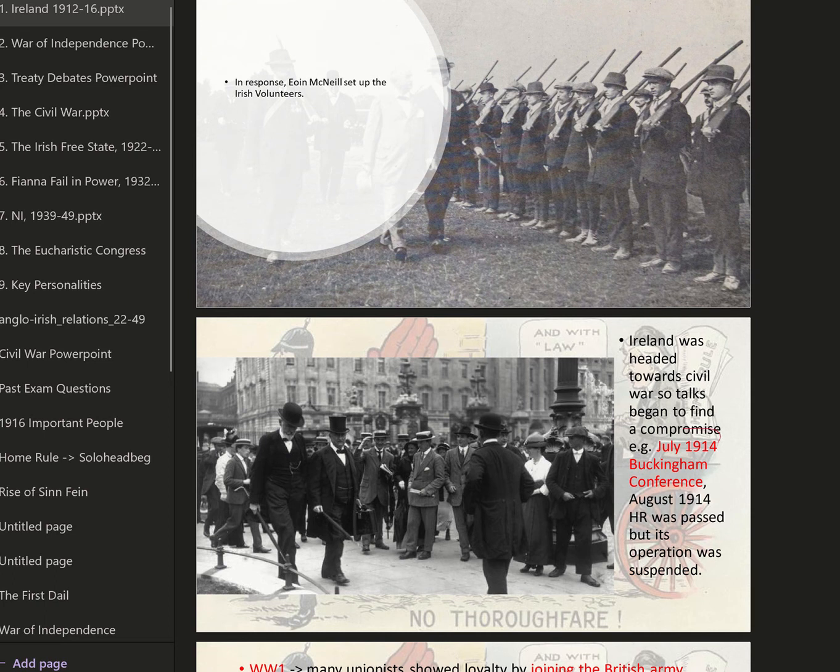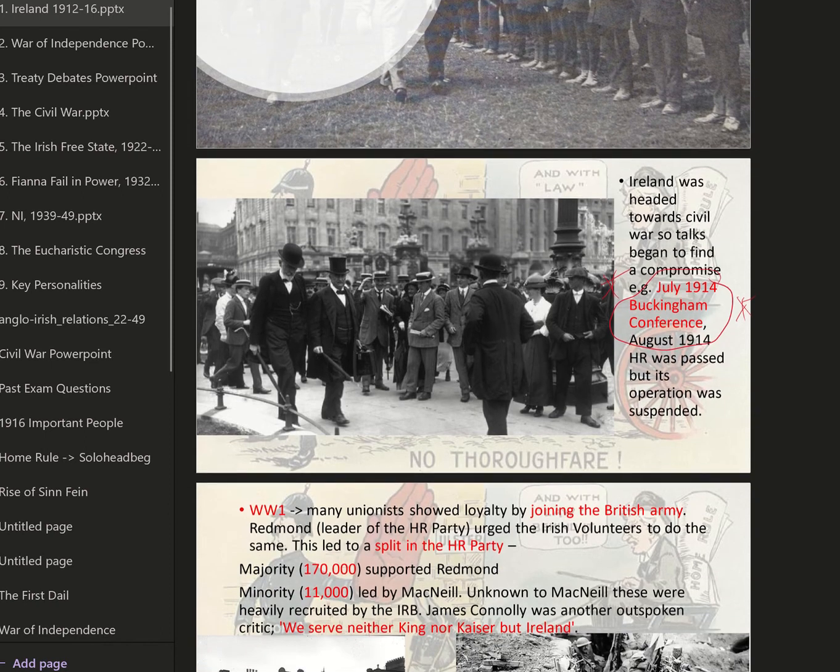The bit in bold, guys, and anything that's in red here is very, very important. This bit is important. In 1914, you have what's called the Buckingham Conference, called by the King, and he invited all parties to take part in that, to discuss what to do about Home Rule. And the Home Rule party went to it, well, probably shouldn't have. It kind of legitimised the idea of unionists being separate. Anyway, in August 1914, Home Rule was passed, but its operation was suspended.